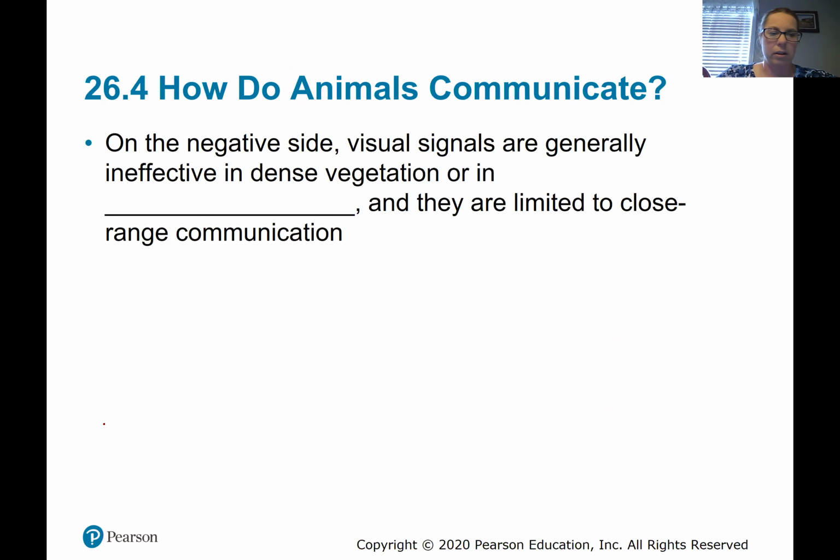On the negative side, though, visual signals aren't really good in dense vegetation. So out here on the plains, white-tailed deer flips the tail up. Oh man, you can see that for a long ways away. But in a very dense vegetated area, the distance you can see that flag is going to be limited, or in the darkness, which white-tailed deer can see very well in the dark. But you know, those visual communications are limited in the dark.